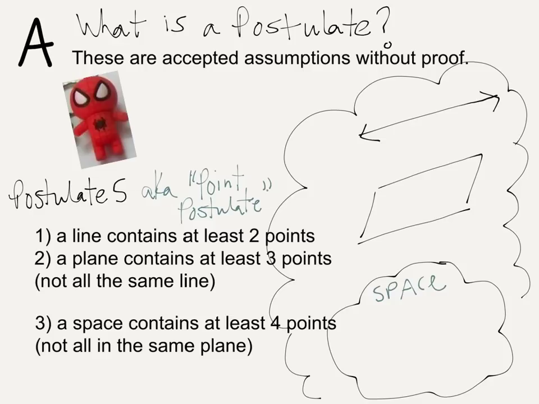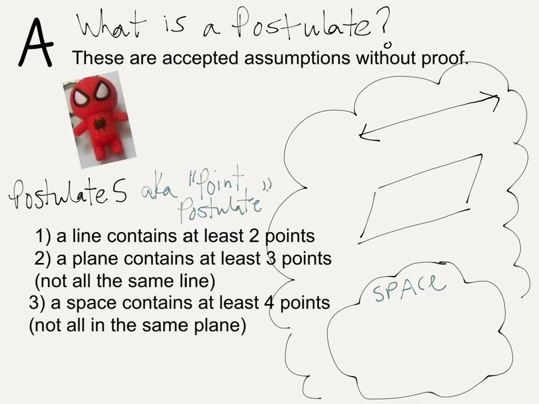Okay. So let me move this up a little bit. So those are the 3 parts of the point postulate. Now I've drawn 3 diagrams here that I'd like you to copy that go along with your postulate, and let's go ahead and draw them and make sure we understand. So here's my line over here. It says a line contains at least 2 points. So that means to define a line, you need at least 2 points.